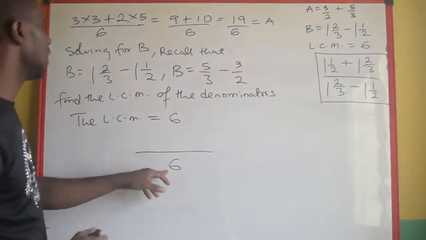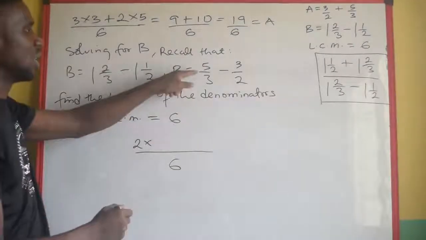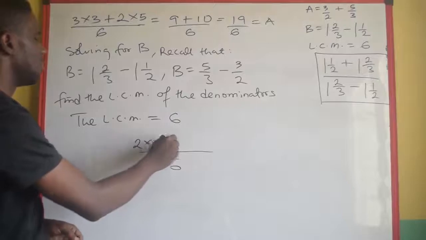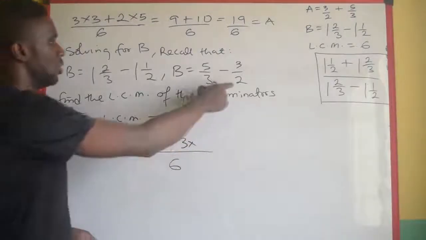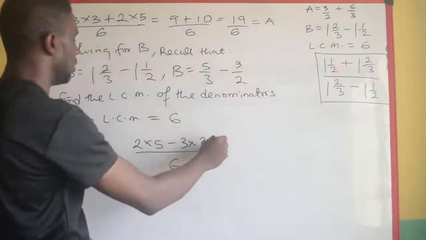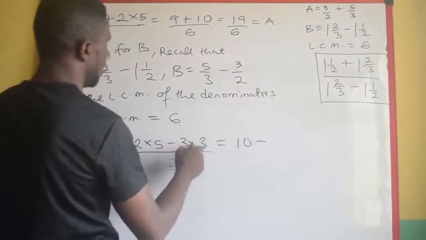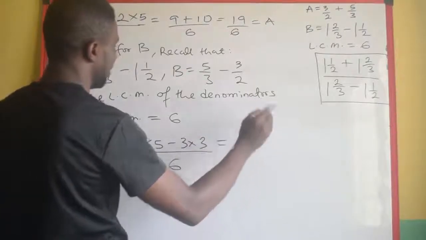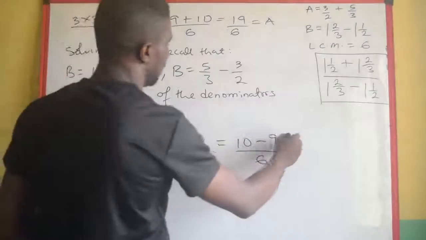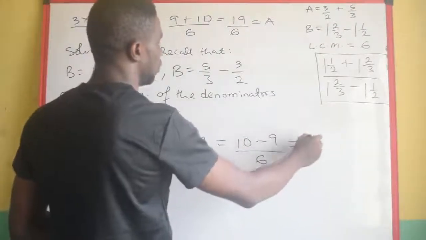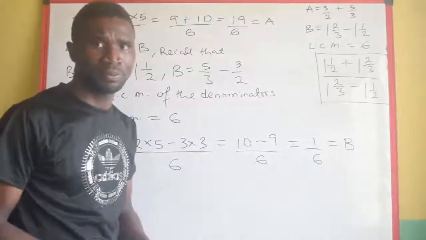This 6 divided by 3 is 2, times what this 3 is carrying is 5, minus this 6 divided by 2 is 3, times what 2 is carrying, 3. We have 2 times 5 is 10, minus 3 times 3 is 9, all over 6. 10 minus 9 will give us 1 over 6. And you need to know that this is our B.